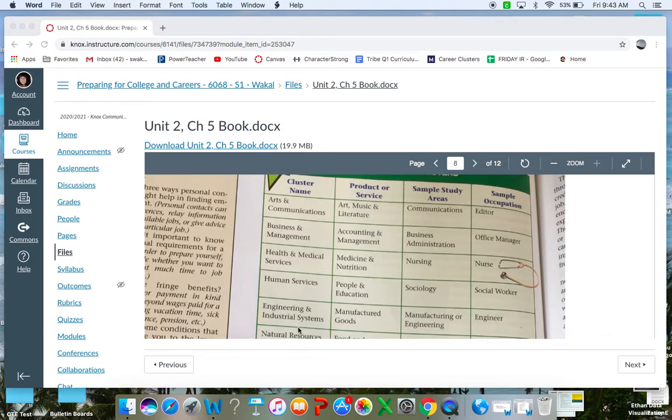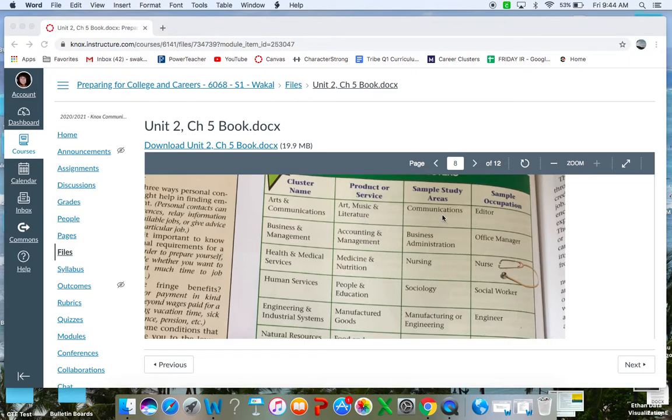We have cluster names here in this column. We have product or service in this column. We have sample study areas in this column. And we have sample occupations in this column. So the products or services, I'm going to explain that a little bit. Yesterday, or the last lesson, I talked about clusters are formed around the types of services and products provided by a place. So, for example, cluster name, arts and communication, which is number 1 on the career clusters list of 16. The products or services that you would be providing would be art, music, and literature.